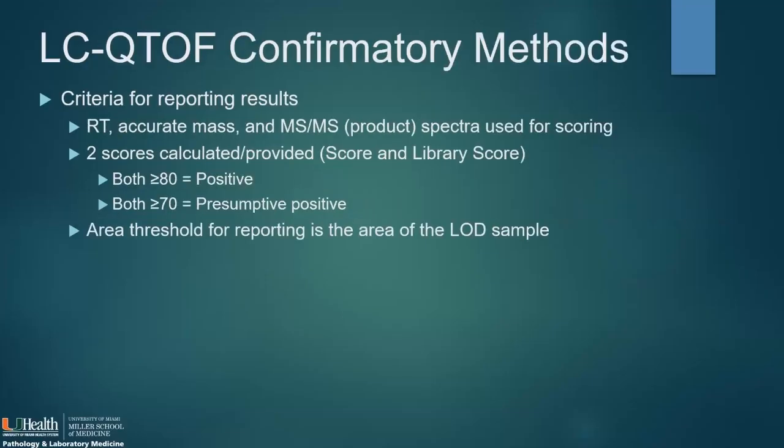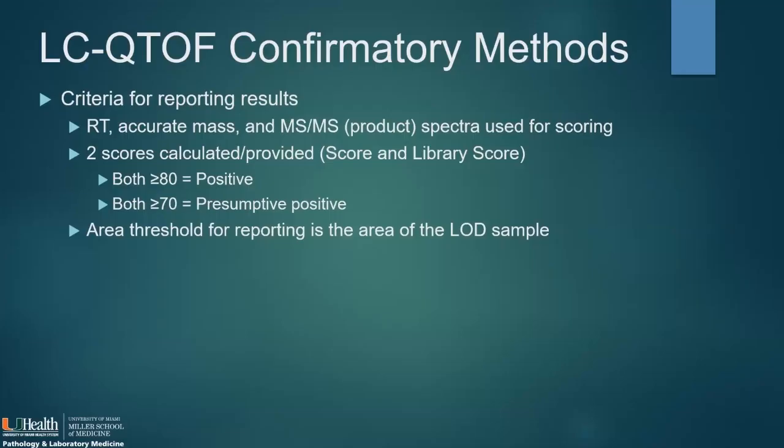So for our confirmatory method, we have the retention time, accurate mass, and MS spectra that are used for scoring. So we have two scores that are calculated, both our score and library score. For these methods, since they're confirmatory methods, in order to report a sample as positive, both scores need to be 80 or higher. And then for presumptive positive, both scores need to be 70 or higher.